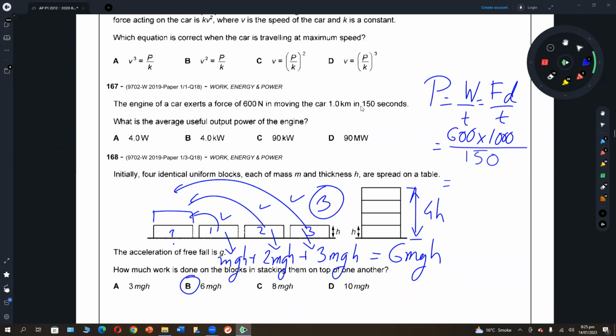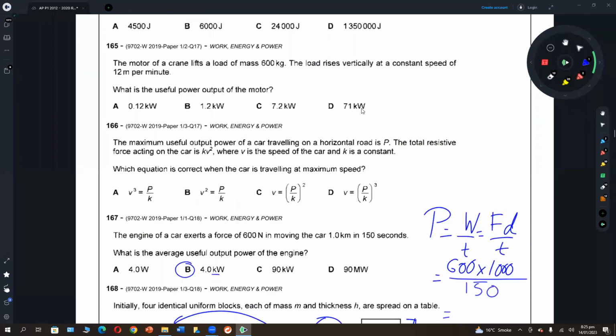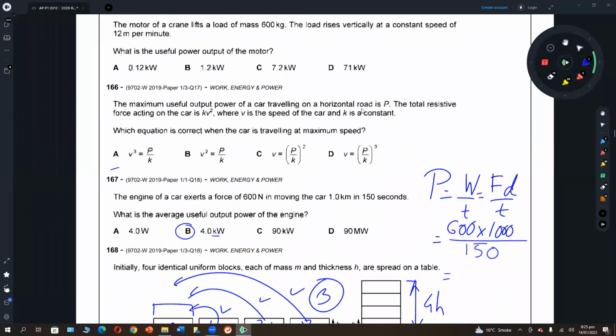Good. That looks fine. You must have converted into kilowatts by dividing by 1000. 4000, Mumtaz, that is absolutely right, but divide it by 1000, because all the answers are given in kilowatts. So we have done this. Now we are on 166.